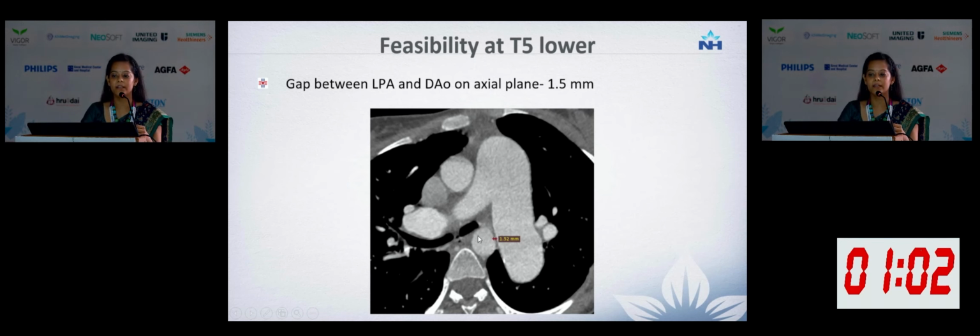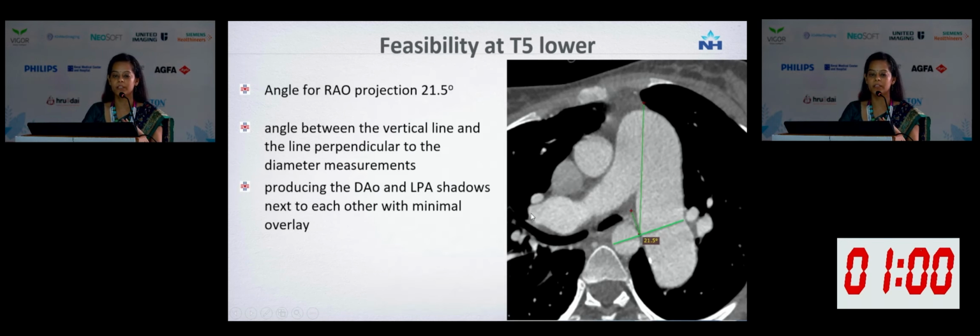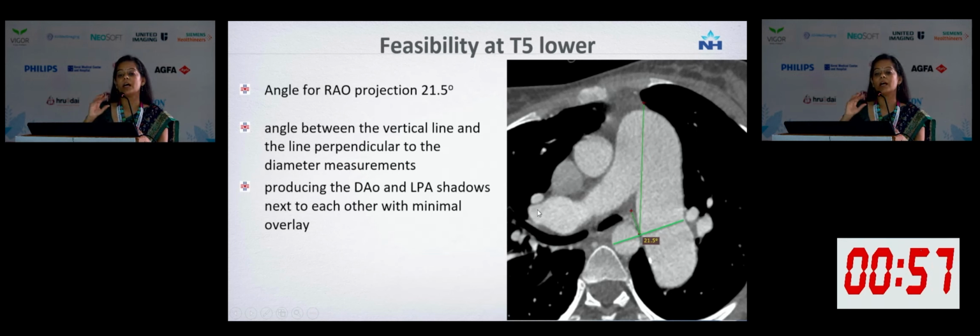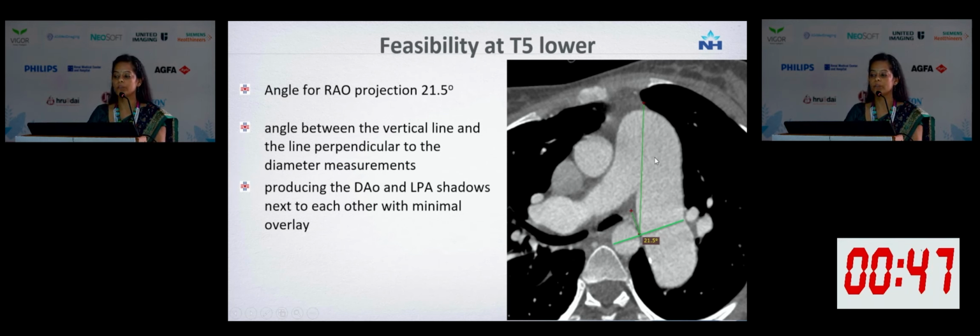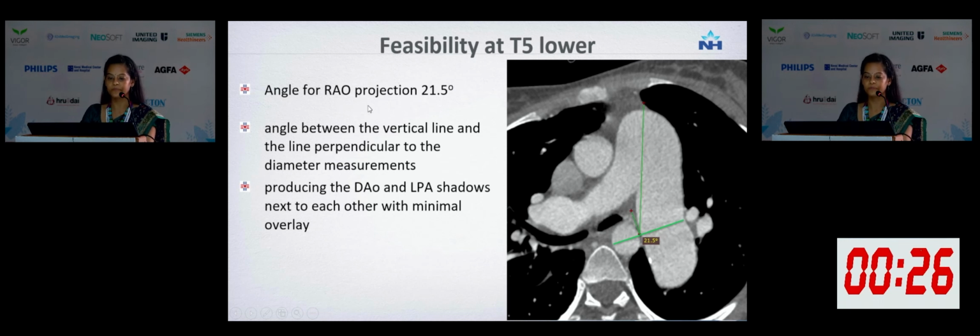Then at that level, we need to give more details: the gap between the LPA and descending aorta. In this case, it's 1.5 millimeter. Next, we need to tell them the angle which they will use during catheterization, during angiography. In this case, the angle I got for RAO, right anterior oblique, is 21.5. How did I get it? Straightforward, just a vertical line. And these are the diameters. I've measured the diameters of aorta and LPA in one plane. In that plane, perpendicular to that, you draw a line. The angle between this and this dotted line, this 21, is your angle for projection.